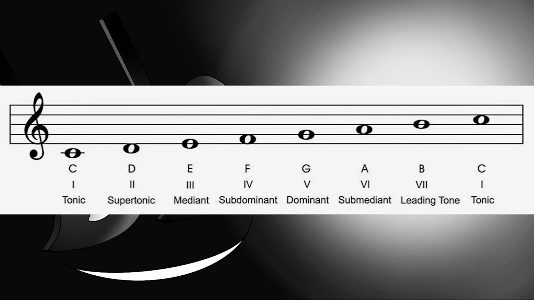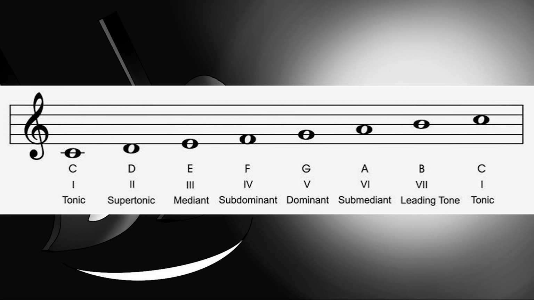For example, if we're looking at C major, C is the tonic, which would be 1. D would be the supertonic, which would be 2. The third one would be the mediant, and that would be E. The fourth would be F. The fifth would be G. The sixth would be A, and the seventh would be B.